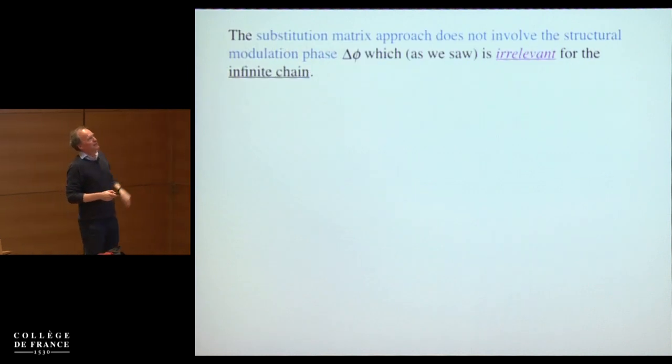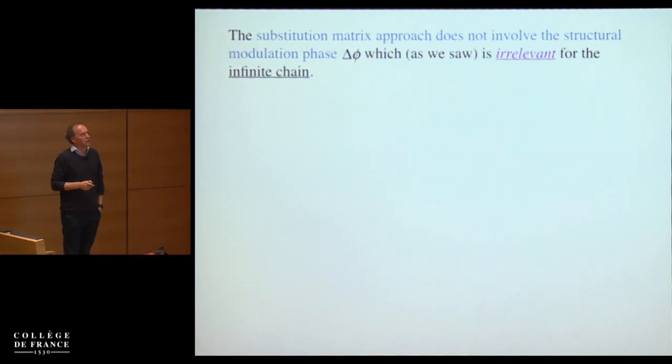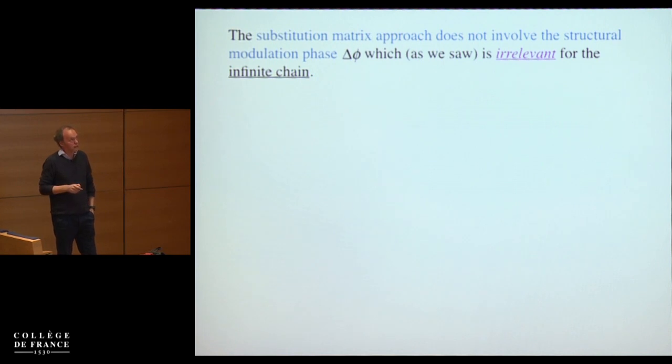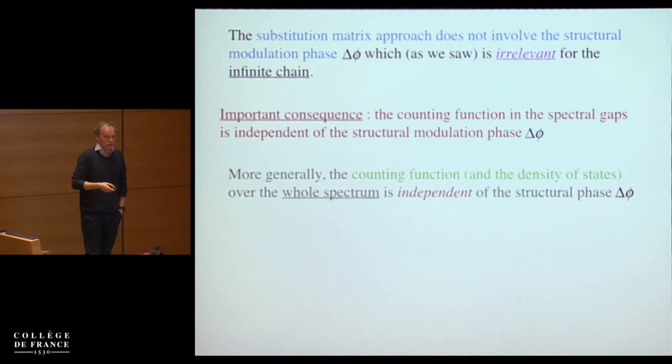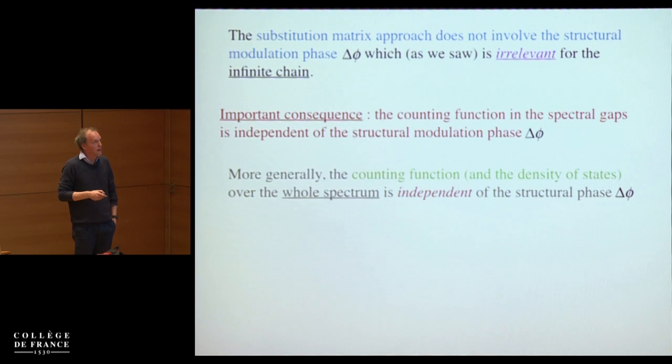Okay. So the substitution matrix approach does not involve the structural modulation phase delta phi, which is, as we saw, irrelevant for the infinite chain. There is an important consequence: the counting function in the spectral gaps is independent of delta phi. Now I have an even more important consequence. What I claim is that the counting function and the density of states over the whole spectrum, not only in the gaps, is also independent of this phase delta phi. So nothing depends on delta phi. This is what I said at the beginning, right?